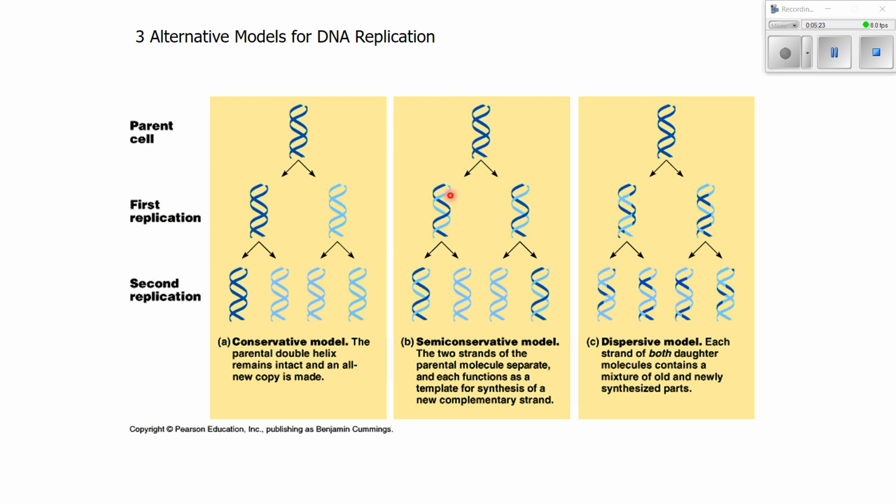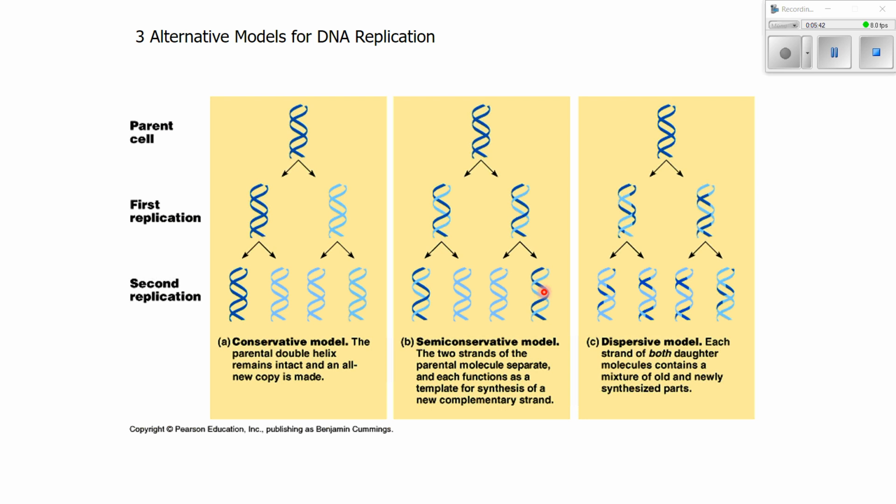And if I was to copy both of these again, I'm going to separate the two strands. So the dark blue goes here, the light blue goes here, and then I'm going to fill in with another new strand, another new strand. And I'll do the same thing here.